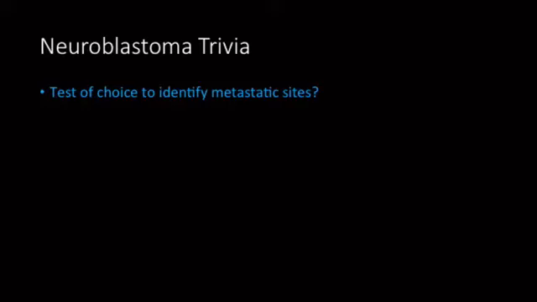Okay, so what is the test of choice to identify metastatic sites? You may have guessed it based on the fact that we're doing an MIBG talk: that is MIBG. It's around 90% sensitive and specific, and it's pretty damn good. So why would you use CT or MR? They have their utility as well, but it's usually more for how big the tumor is, is there regional disease, extent, miscellaneous risk factors, etc.